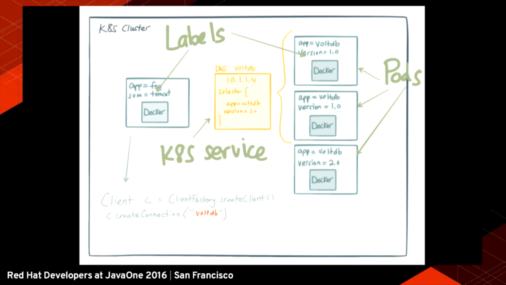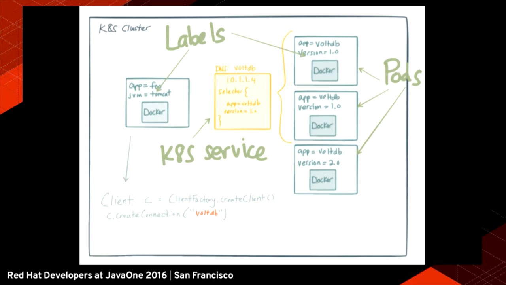A pod, just think of a pod as your application. It's a Docker container. It can be more than one Docker container, but for the sake of discussion, let's say it's a Docker container. Labels are key value pairs that you can use to assign to any of these objects, including pods. So pods can have labels, metadata associated with them. In this case, we're calling some of these pods app equals Vault DB and version equals 1.0. And you can apply a lot of these labels and slice and dice and group your applications however you'd like.